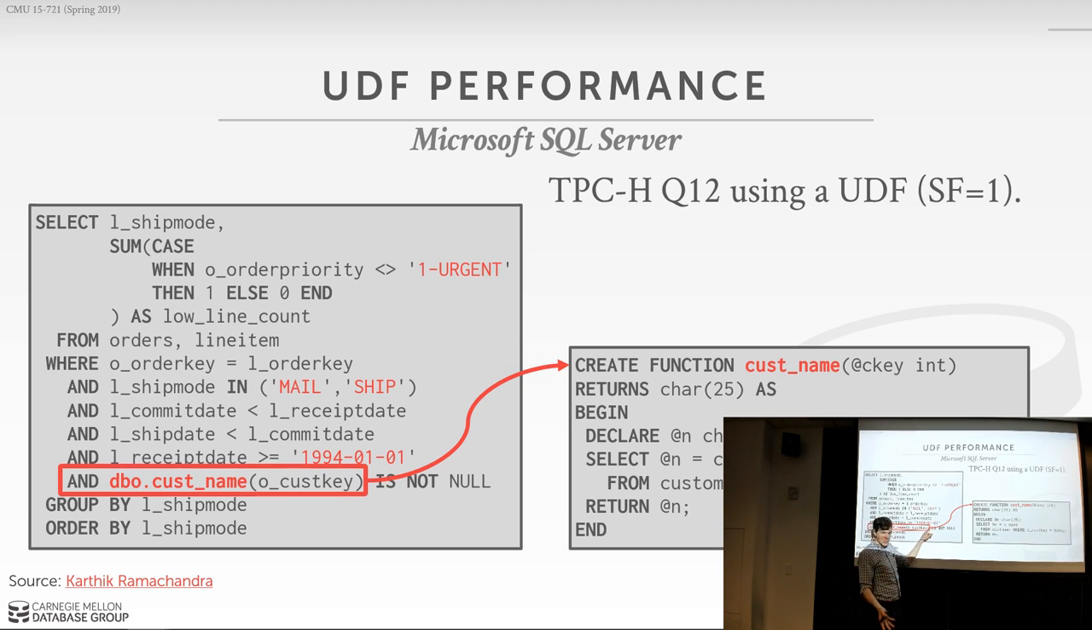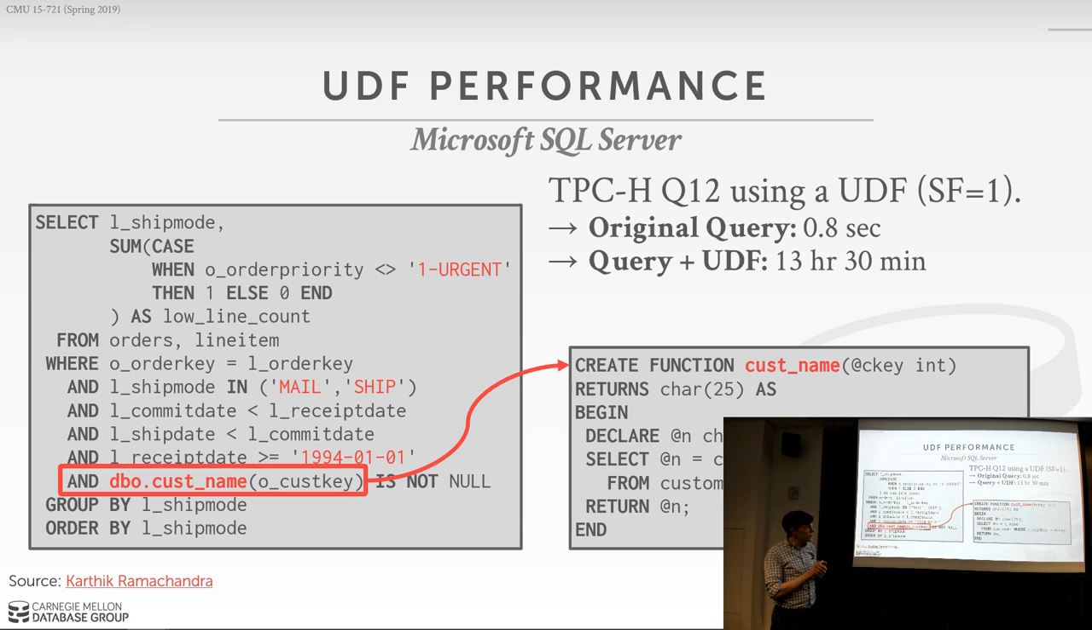So for every single customer, you're going to invoke this function that invokes this other query here. This normally doesn't happen in TPC-H. He just added this. The original query running at scale factor 1, so a 1 gigabyte database, takes 0.8 seconds. If you add this UDF that's doing this really simple lookup, now you're up to 13 hours, because for every single tuple it sees, it then does this other lookup.